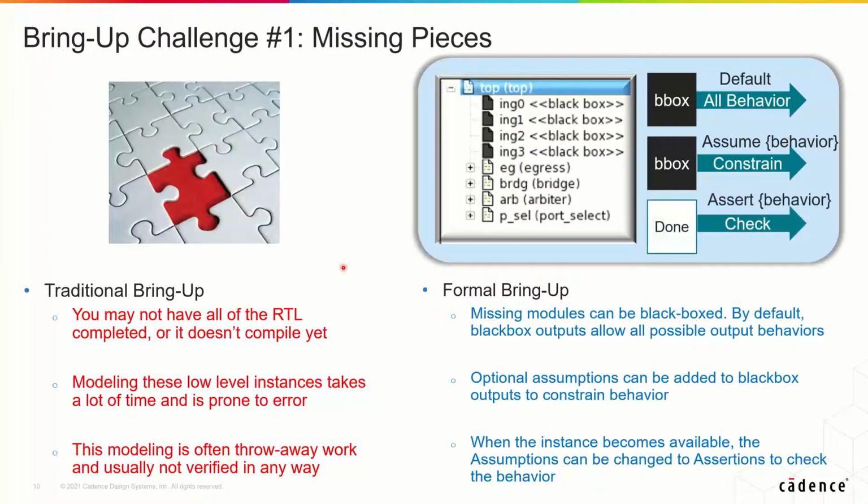And the good part here about the missing pieces is that once you have the implemented block, which was missing before, black boxed, you can then reuse the assumptions you wrote on the second item as asserts, right? So you can make sure that the assumptions are then verifying the correct behavior that you've written.